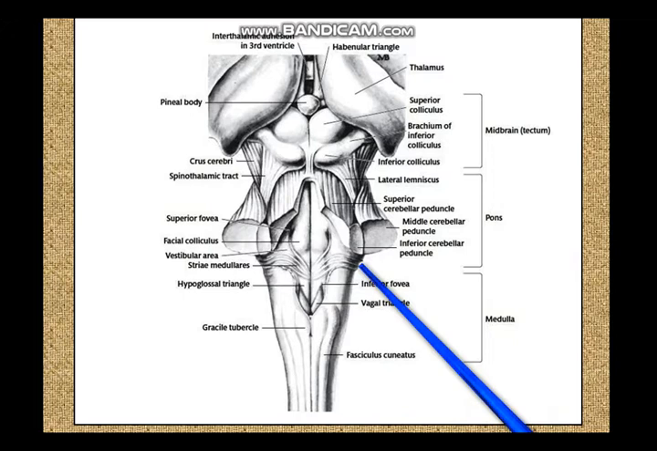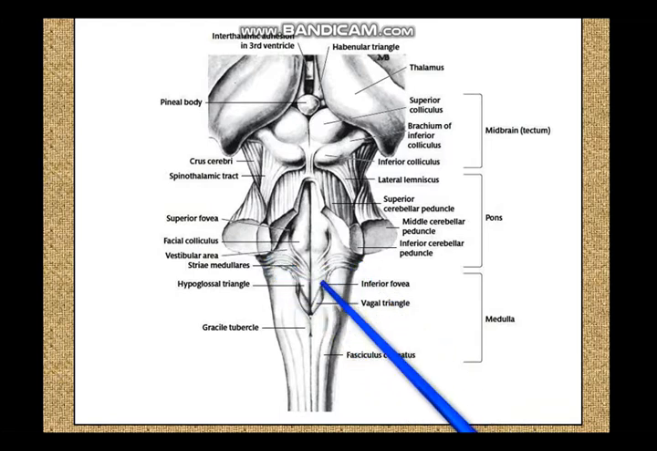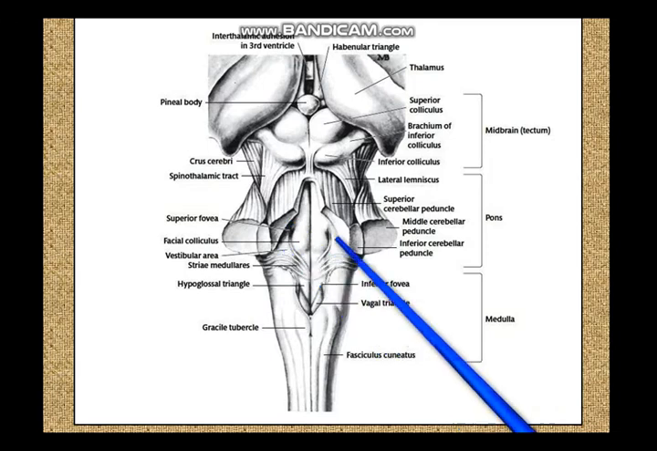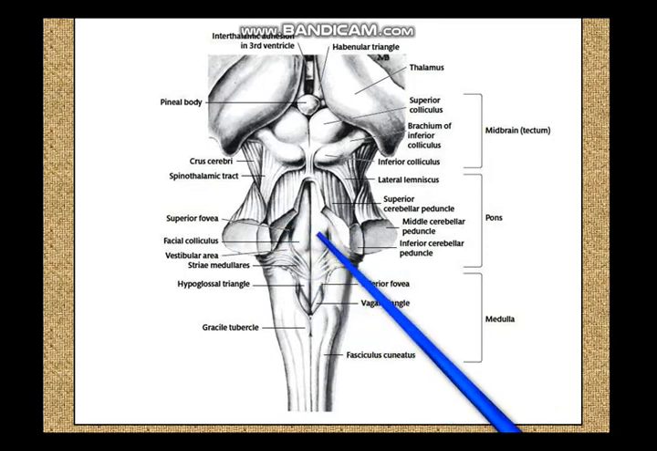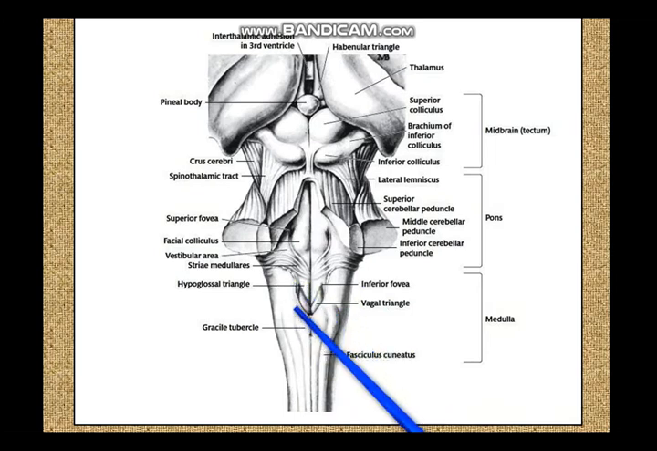Now these striae medullaris are actually fibers coming from the arcuate nuclei of the medulla, but we won't go into them now. But you just remember that there are transverse bands of fibers called striae medullaris, and above the striae medullaris you have the pontine part of the floor of the fourth ventricle, and below the striae medullaris you have the medullary part of the floor of the fourth ventricle.